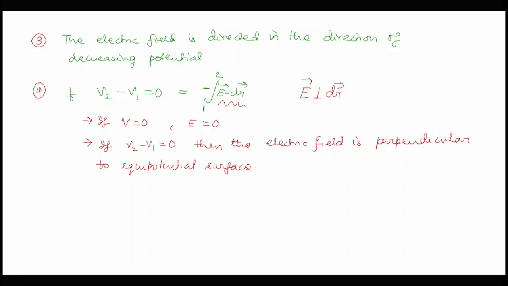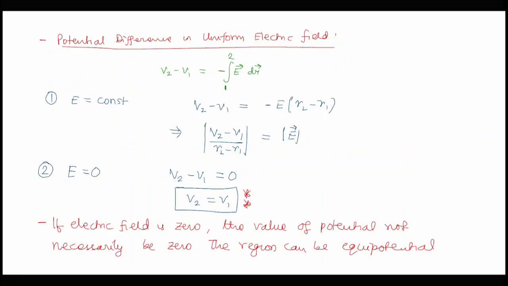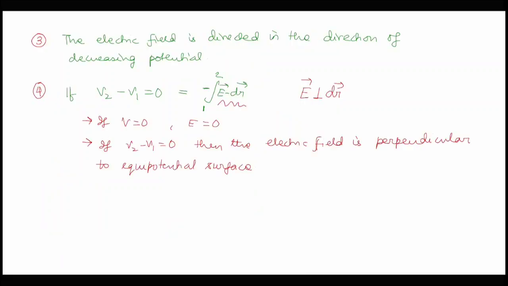So over here we have made a necessary contribution to those points, that is, the electric field is in the direction of decreasing potential, it is perpendicular to the equipotential surface, and if the value of potential is 0, then the value of electric field is not necessarily 0. The region can be equipotential. So in order to understand the concept which we have learned, we are taking a small example.